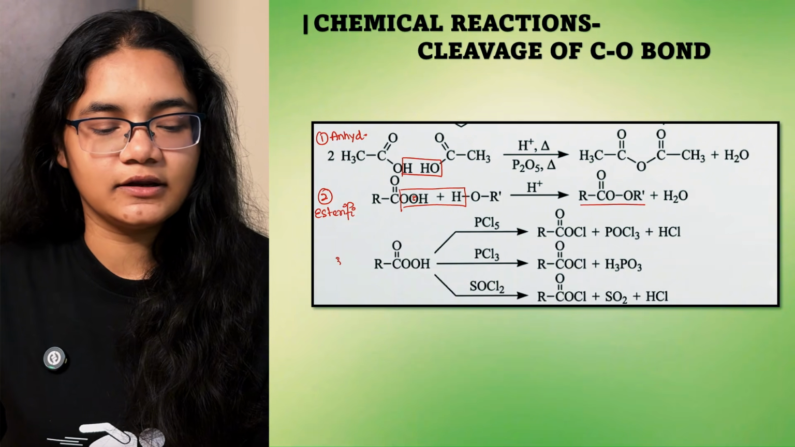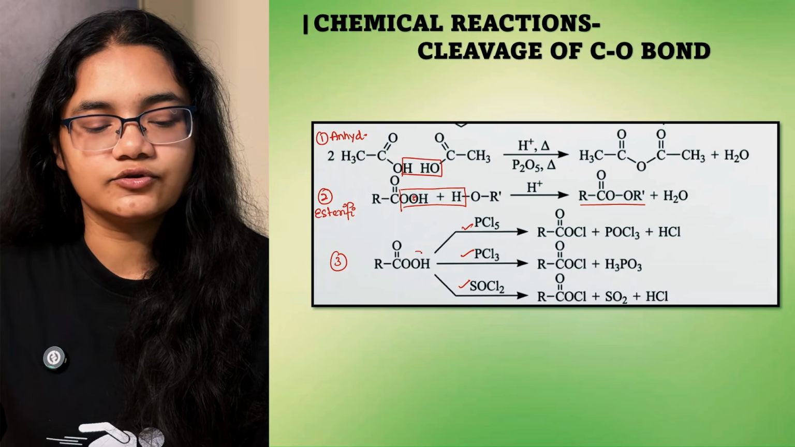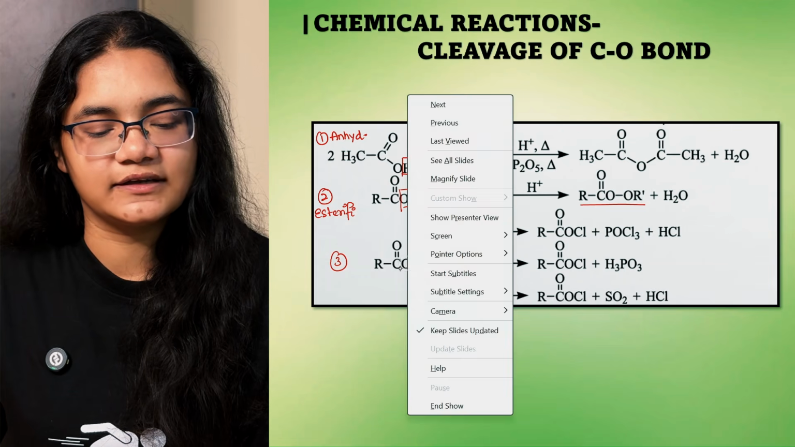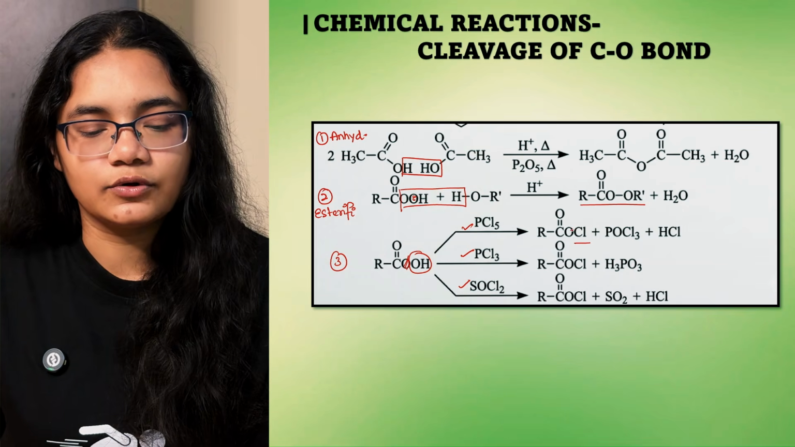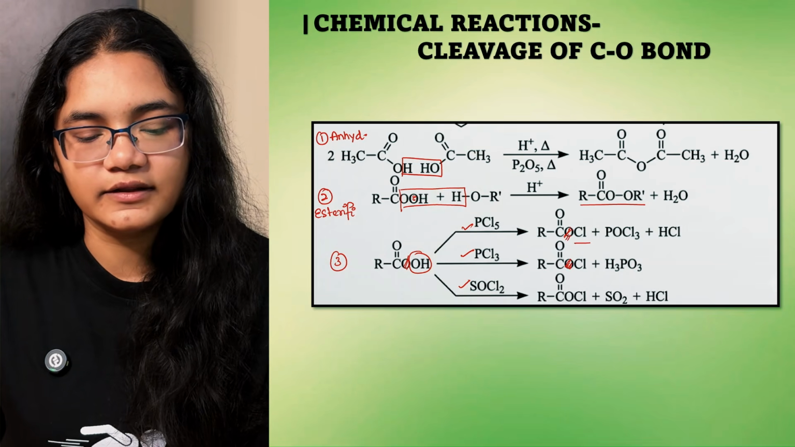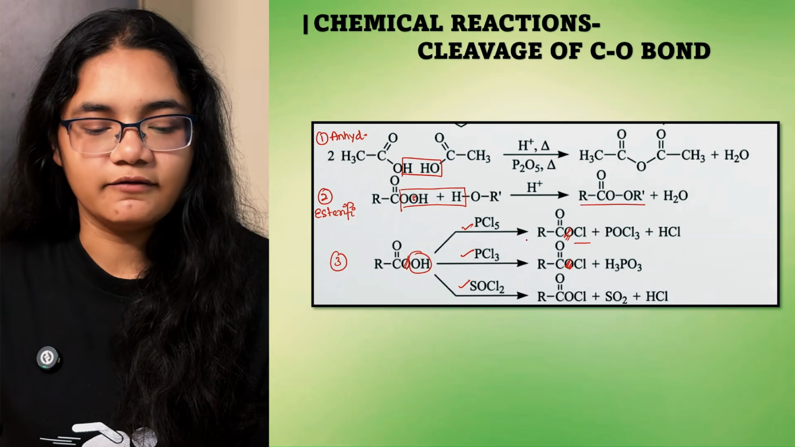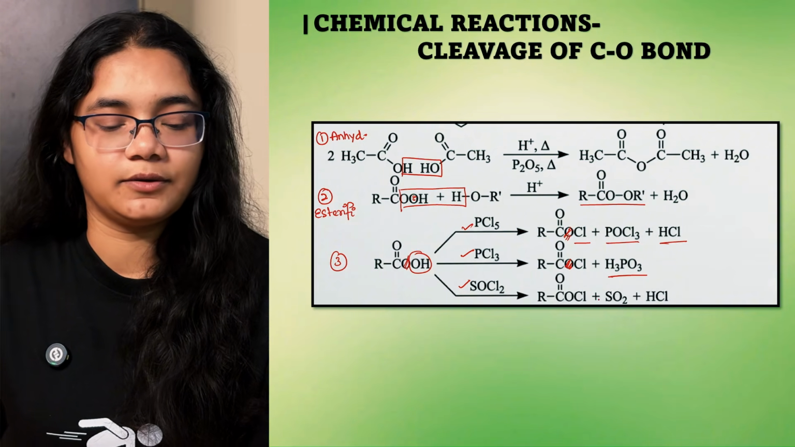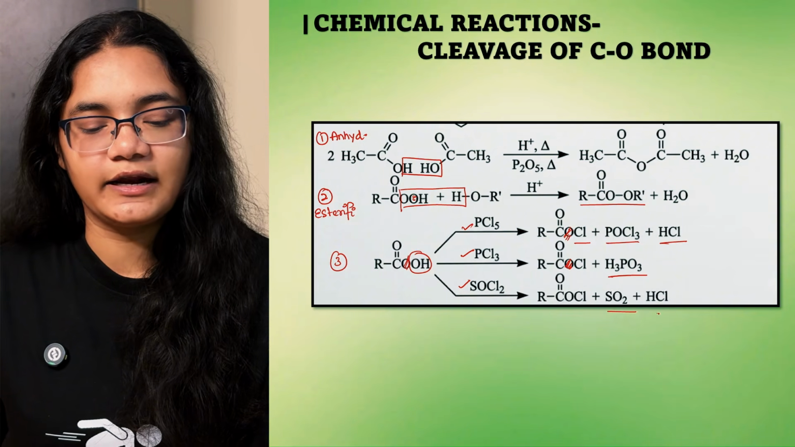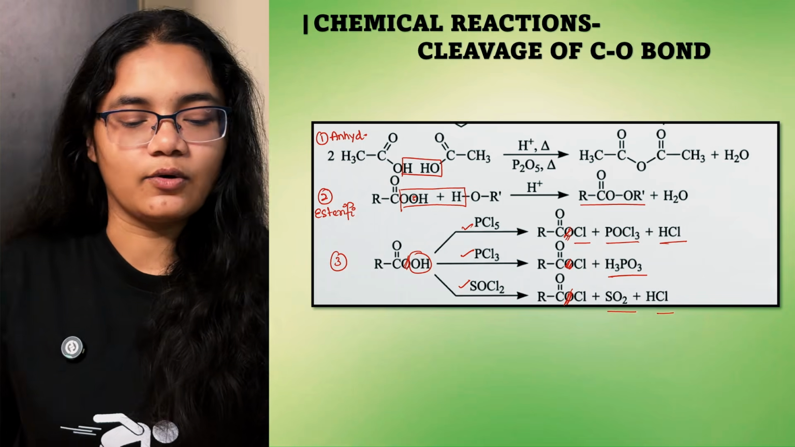Next, the third one here is reaction with PCl5, PCl3, and SOCl2. So here one oxygen is extra. Just remember, this OH is replaced with chlorine. Okay, so you will not have this O here. It will simply give you RCOCl. With PCl5 you will get POCl3 plus HCl. With PCl3 you will get H3PO3. With SOCl2 you will get SO2 and HCl. Again, I'm removing this oxygen which is extra in all these products.